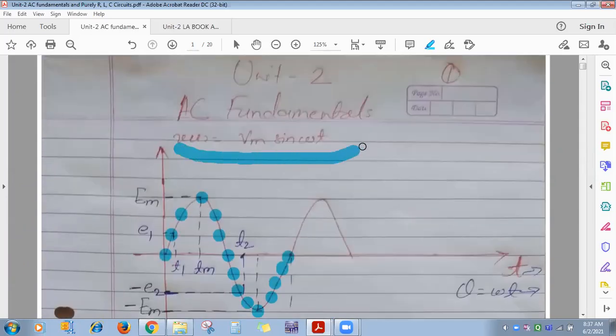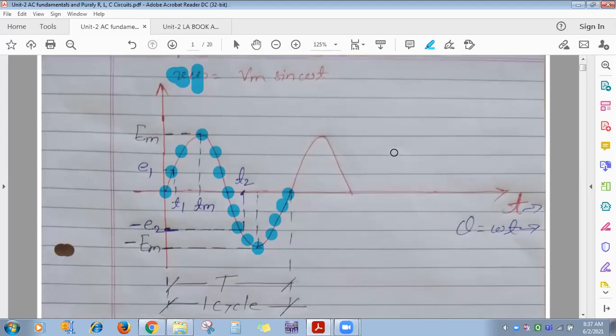Whenever I write v of t equals Vm sine omega t, this is called the instantaneous voltage equation. The instantaneous voltage is denoted by small v, and it is a function of time. As time changes, the value of that voltage or current changes. So the instantaneous value of an alternating quantity means the value of the alternating quantity at that particular time interval. At T1 it is E1, at T2 it is minus E2. So instantaneous values are denoted by small letters.